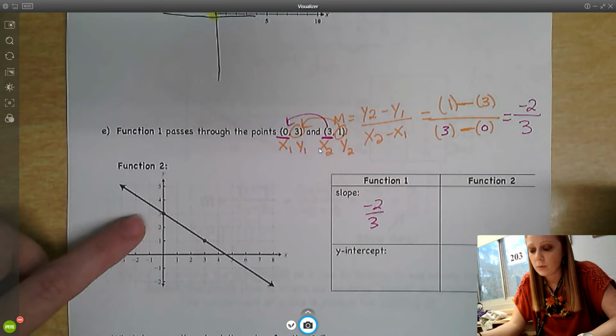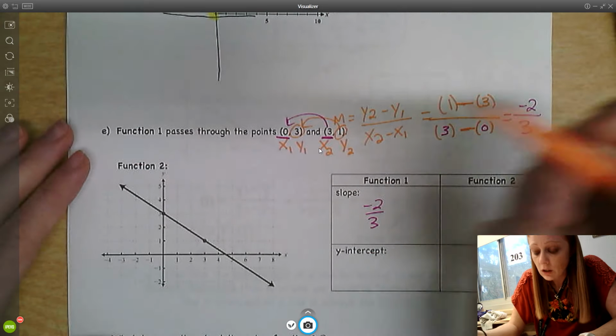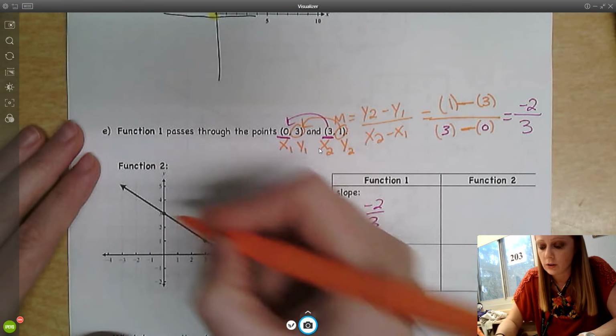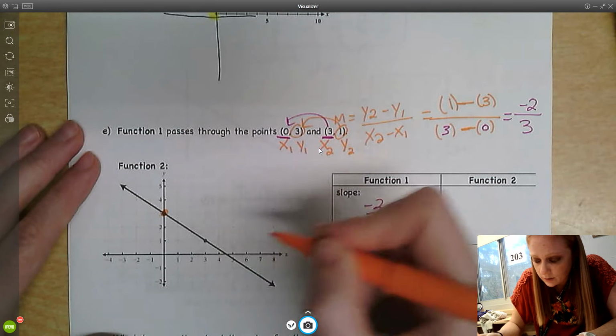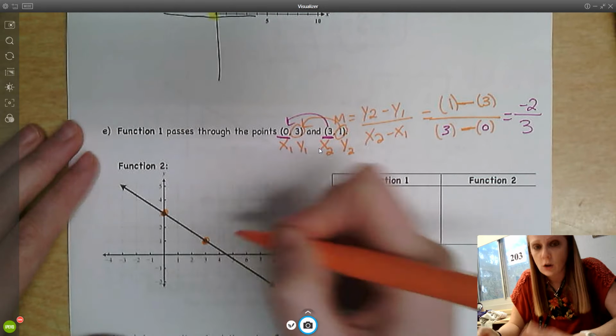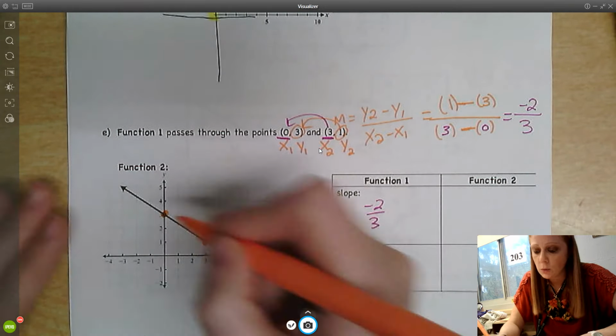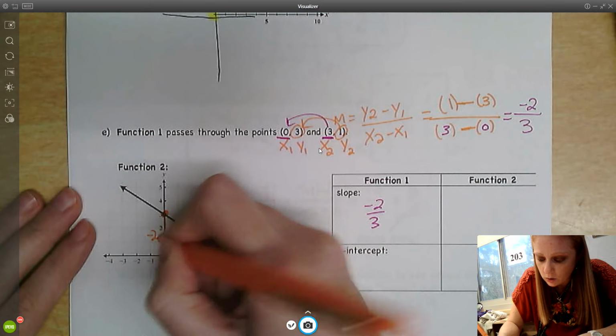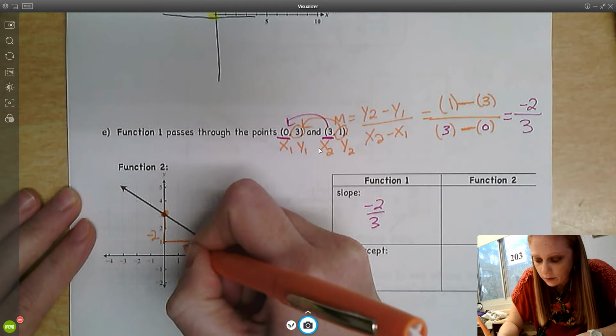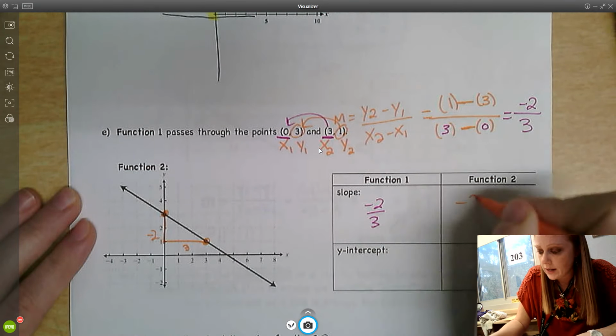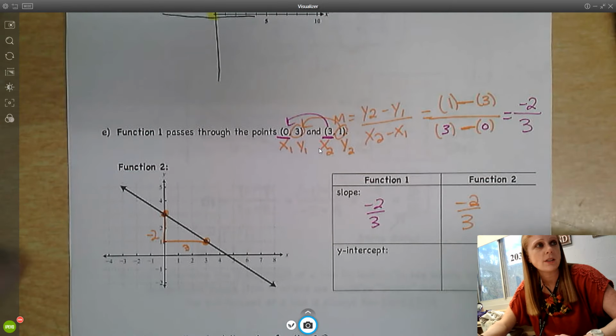Okay, let's find the slope from function 2. For that one, you're going to do rise over run because it's a graph. Here's a point. Here's another point. I go from left to right, nice and easy. Make my slope triangle. I'm going to have to go down 2 and then to the right 3. Down 2 to the right 3. Interesting observation. Both of those slopes are the same.